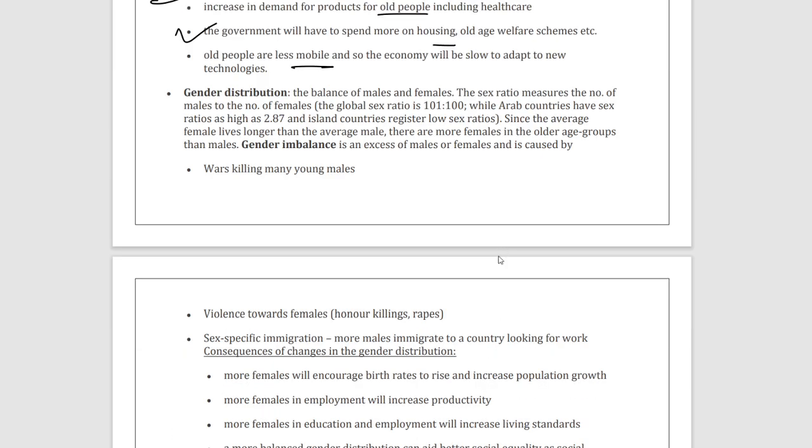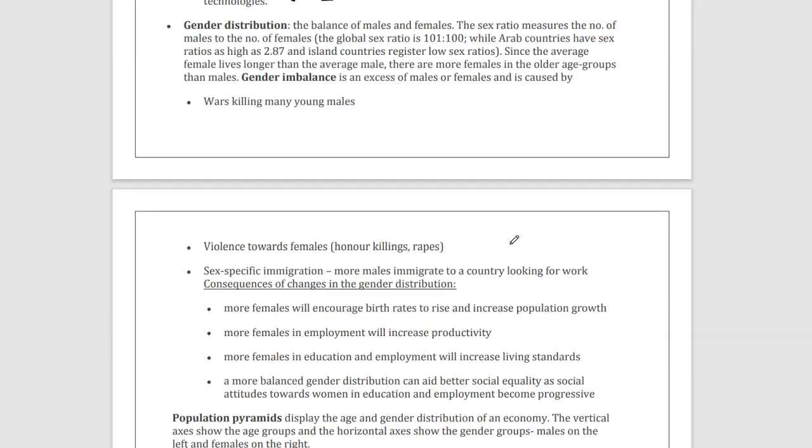Then we have the gender distribution, the balance of males and females. You have a look at the sex ratio basically. Your main motive in the economy is to have gender balance, and the economy tries to have a gender balance.